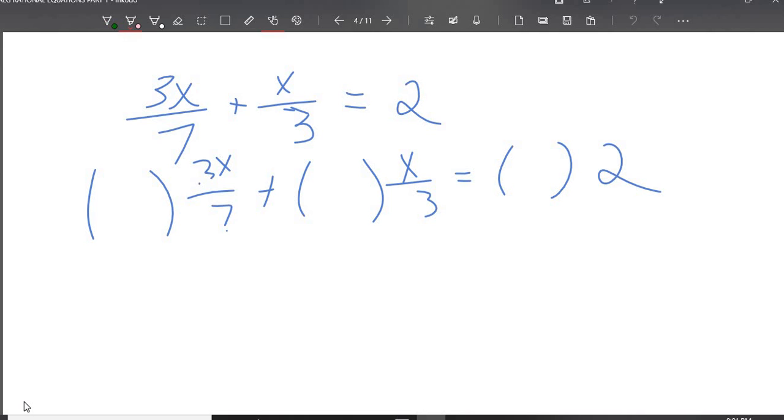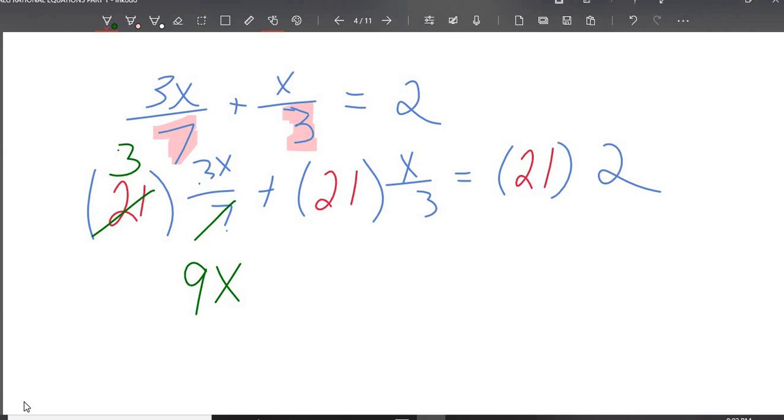Alright, look at this one. I've got a 7 and a 3 in my denominator. The common denominator between 3 and 7 is 21. So now we're going to divide. 7 goes into 21 3 times. Multiply the 3 and the 3x together, get 9x. 3 goes into 21 7 times. Multiply the 7 and the x. This side there's no fraction, so we just multiply 21 times 2 is 42.